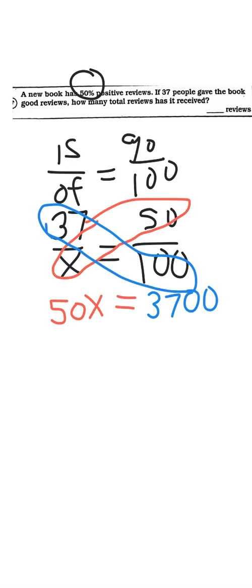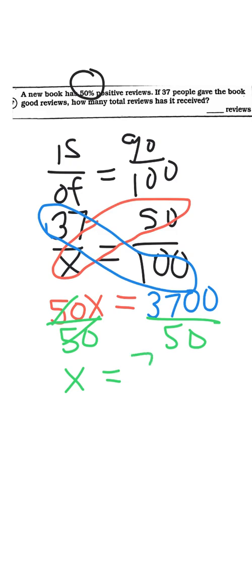So to do that, we need to divide by the number next to x, which is 50, right? So if 50 is next to x, these basically cancel each other out. And if I divide 50 here, I need to divide 50 on the other side of the equal sign as well. So these cancel each other out. I'm left with x equals whatever 3,700 divided by 50 is. So I'm going to go back to my calculator, which I do not have on the screen, sorry. I'm going to put 3,700 divided by 50, and that's going to equal 74. And that's my answer.